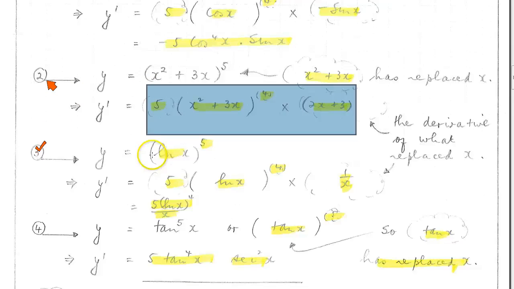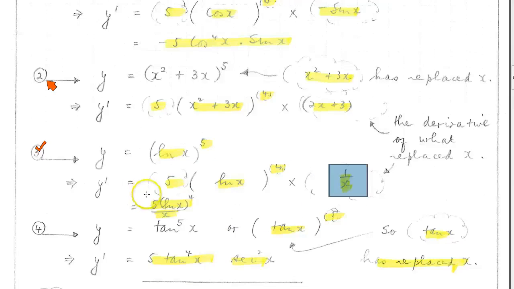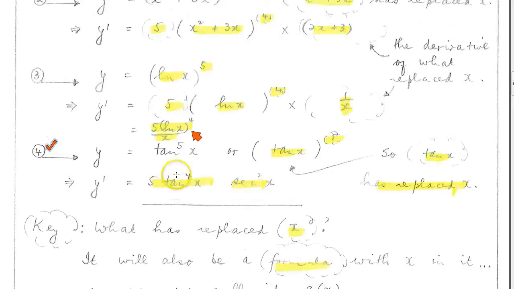In the third one, you put the 5 in front again. You keep the ln x there. Power 4. Differentiate the ln x. You get 1 over x. And that is what you multiply by, the derivative of what replaced x. So the final answer there is 5 ln x in a bracket to the power 4, all divided by x.